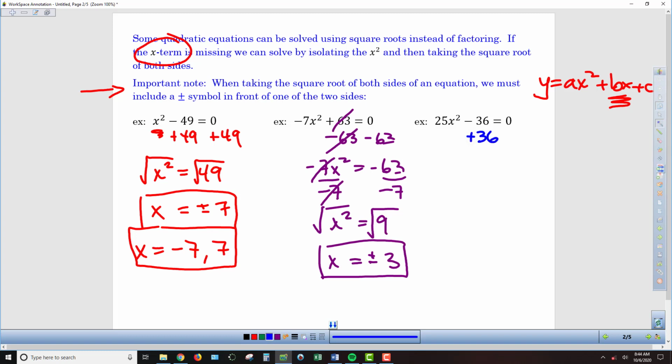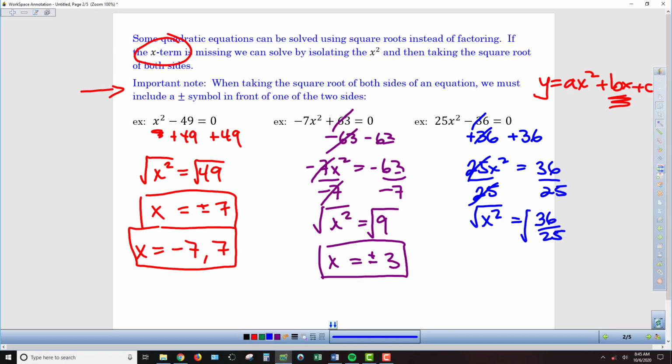I'm going to add 36 to both sides, so I've got 25x squared equals 36. I'm going to divide both sides by 25. I don't want to take the square root of both sides until I've totally isolated the x squared. So that's what we've done here. Now on this side over here, I'm going to leave it as 36 over 25. I'm not going to convert it into a decimal or anything like that, because now when I go to take the square root, I'm going to take the square root of that entire fraction, and hopefully we recognize that we have a square root in both the top and the bottom.